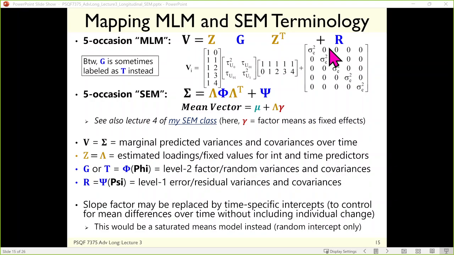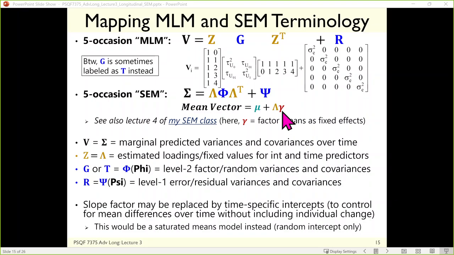And then we have R for the level 1 part that's left over, and that is the psi matrix for the residual variances here. So it is literally the same thing with just different letters. And I have the exact correspondence down here. So what we would call V, the put-back-together predicted variances and covariances, that's sigma now. Same difference. I also included the mean vector because I realized I didn't even have that in my SEM slides, so I need to go back and add that in here. But this is how you would compute the mean at any occasion using matrices as well. It's just the individual variables' intercepts plus the loading matrix and then the fixed effects, which would be the means of the factors in my notation system.